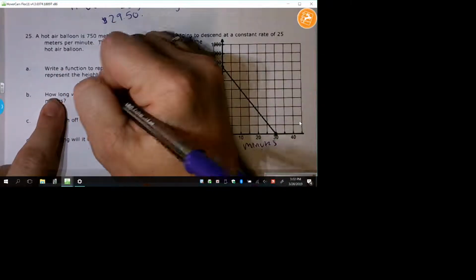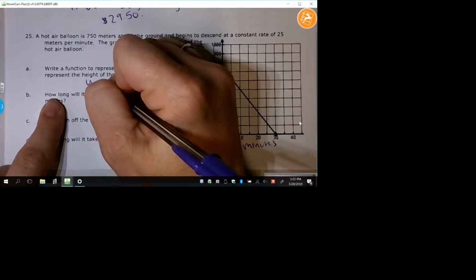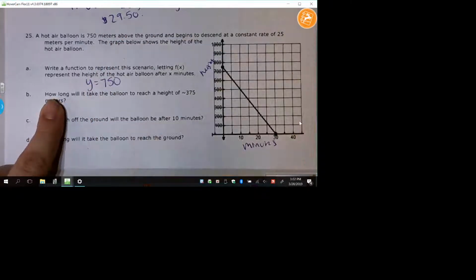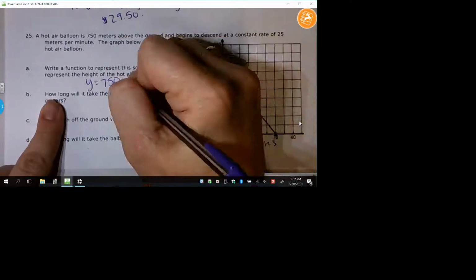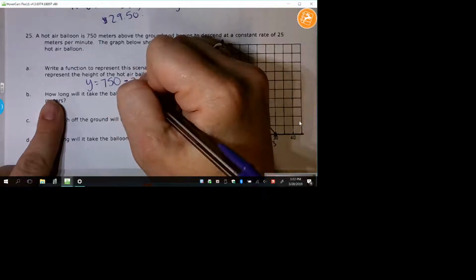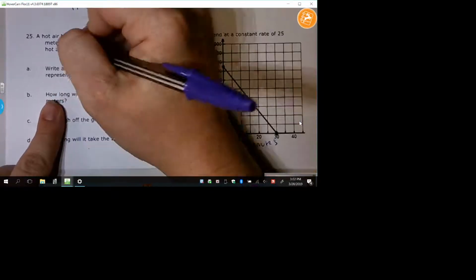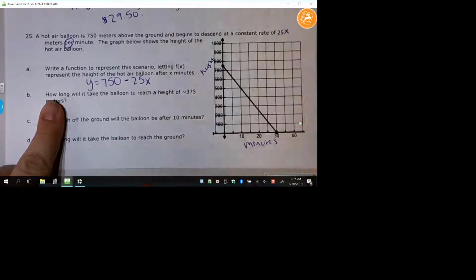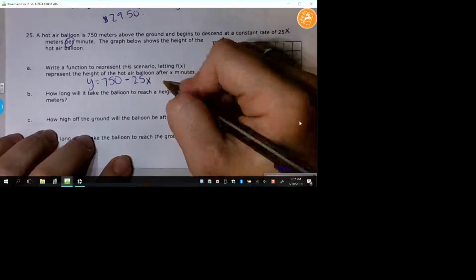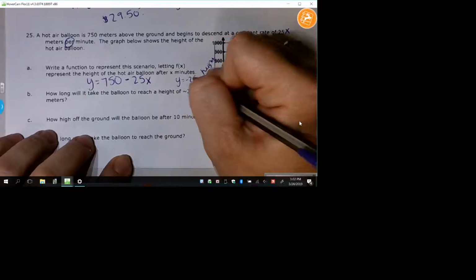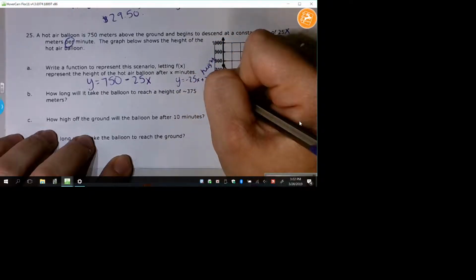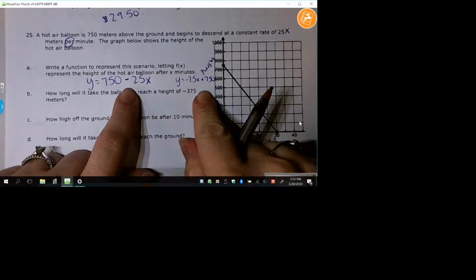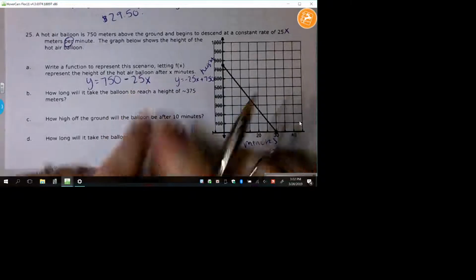So again, I like to start with your starting point. We started at 750 and we're descending. Descending means going down, so subtracting 25 meters per minute. That tells us that the x goes here. If you wrote negative 25, you could also write this as negative 25x plus 750. So be careful, it's not minus 750. The 25 is negative.